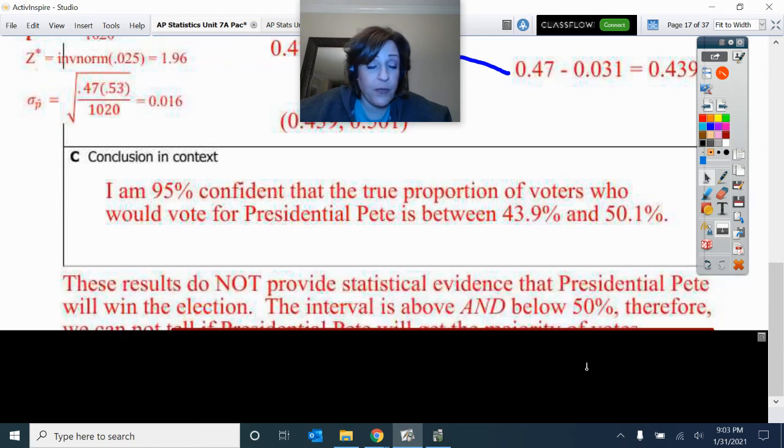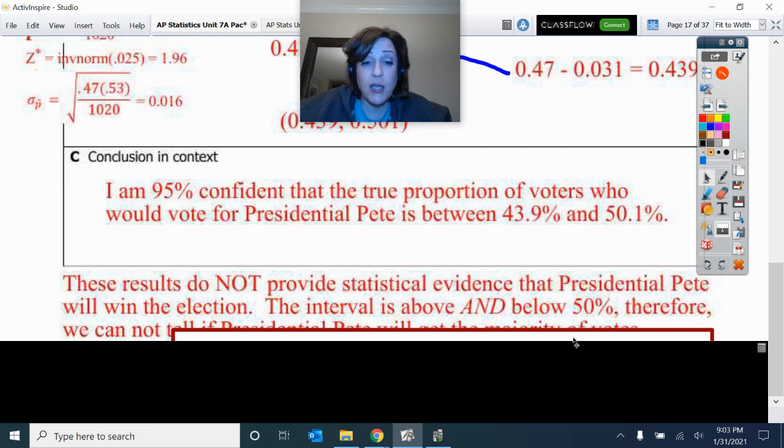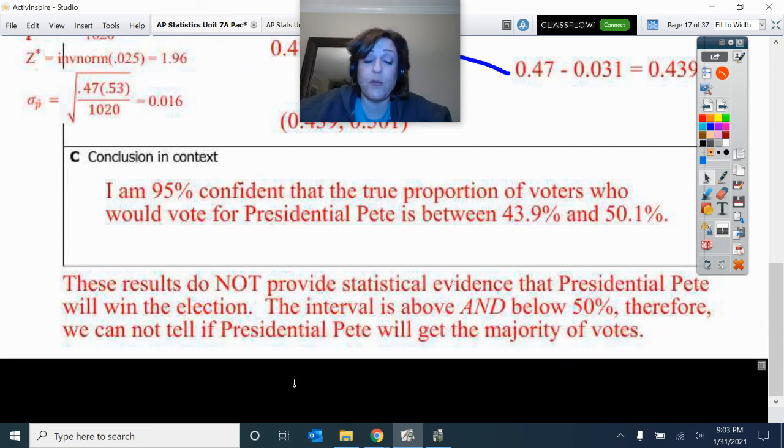And we have that there. These results do not provide statistical evidence that Presidential Pete will win the election. He might, because he could get 50.1% of the votes. But he could also lose, because there's part of my interval below. The interval is above and below 50%. Therefore, we cannot tell if he will get the majority of votes. Again, do not be tempted to say it is more likely that he will lose. That is a no-no that you cannot conclude from this interval.